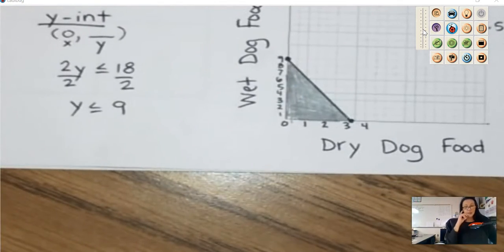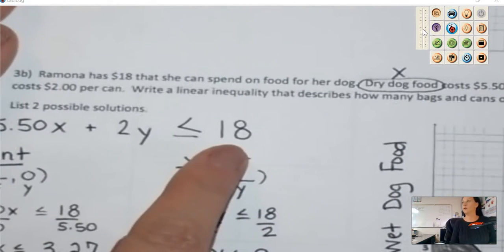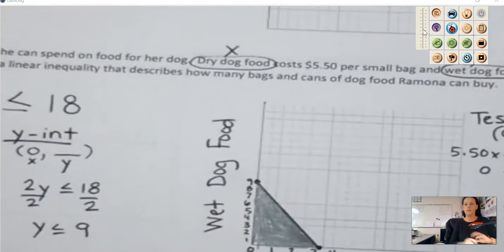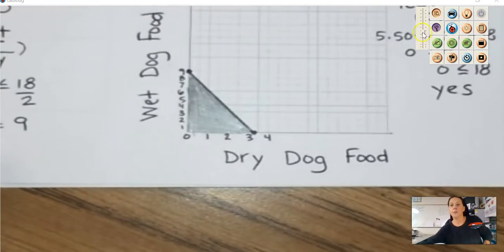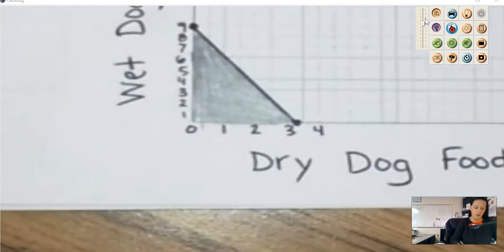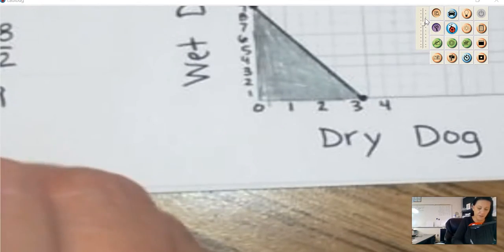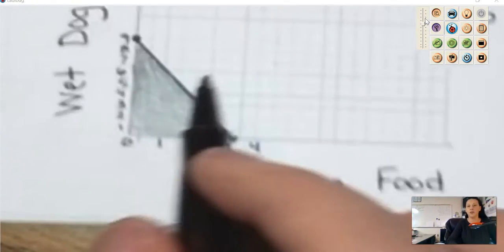Okay, it also says to list 2 possible solutions. Because remember the question says how many bags of dry dog food and wet dog food can she buy and still be within her budget of $18? So for that, you're going to pick any points that are here in the shaded region. So for your solutions, you need 2 possible solutions. There's a lot of different solutions you can use.